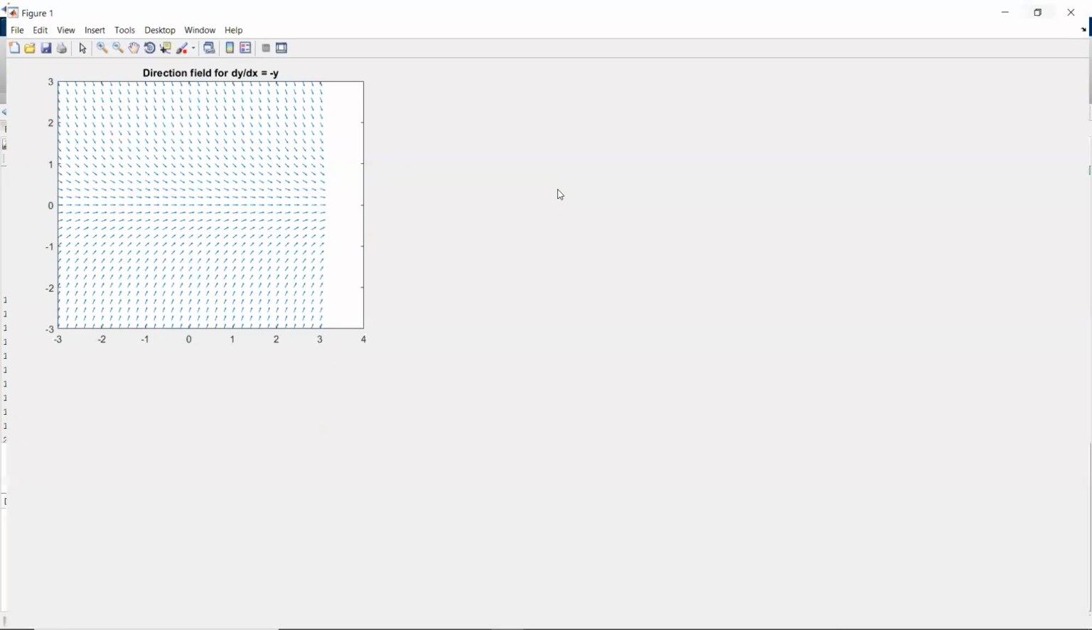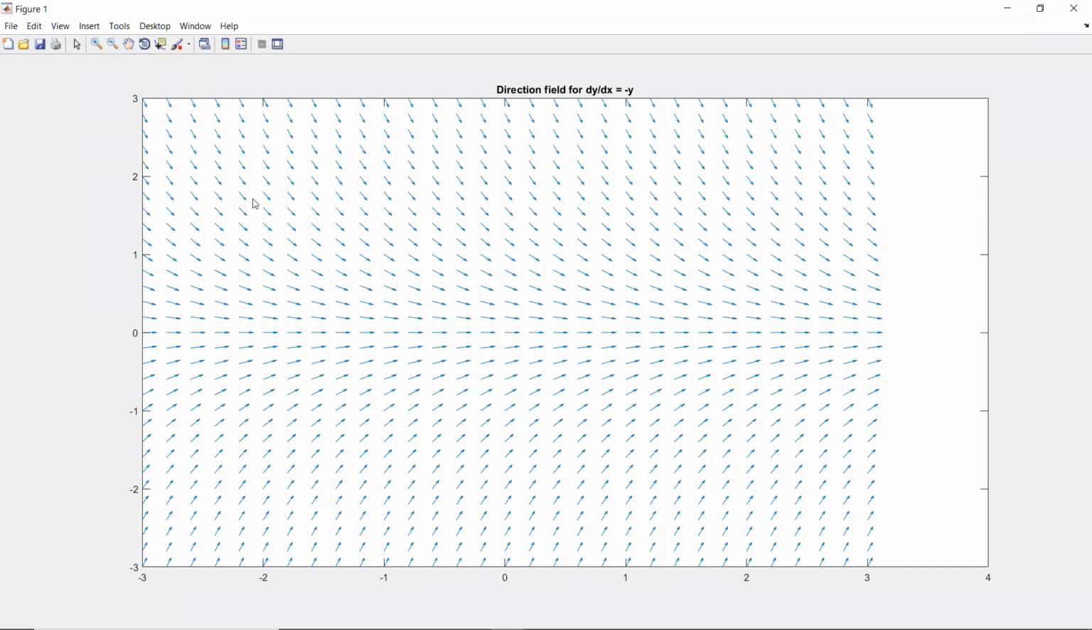Okay, so this is figure 1. You see, these are directions. If I start, for example, at this point, I just follow the directions, and the curve which I will get is an exponential function, e to the power of minus something. And if I start at some other point, again I just follow this direction field and get another exponential function from the family of solutions.